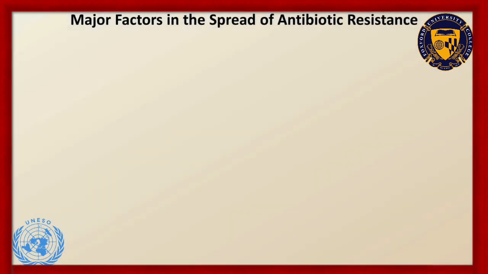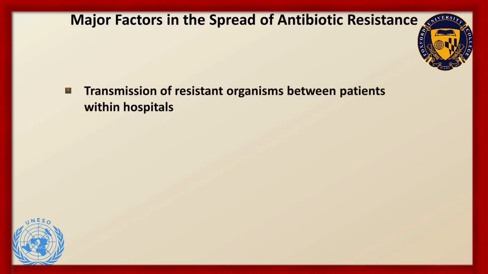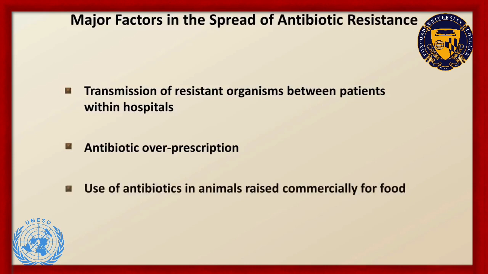I'll switch topics at this point and end the lecture by talking about the major factors that spread antibiotic resistance. They are, first, the transmission of resistant organisms between patients within hospitals. This may occur due to airborne organisms, contact with contaminated equipment or environment, or contact with the contaminated hands of healthcare providers. The second major factor is antibiotic overprescription. And the last factor is the use of antibiotics in animals raised commercially for food. The exact role of this factor remains quite unclear, but it's believed to be a non-negligible concern.